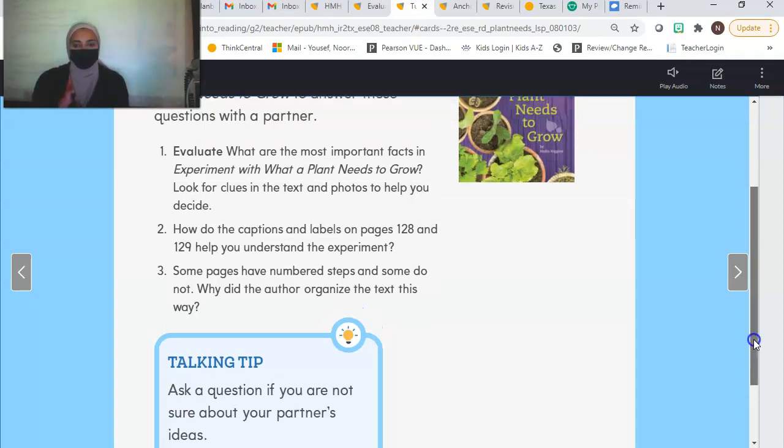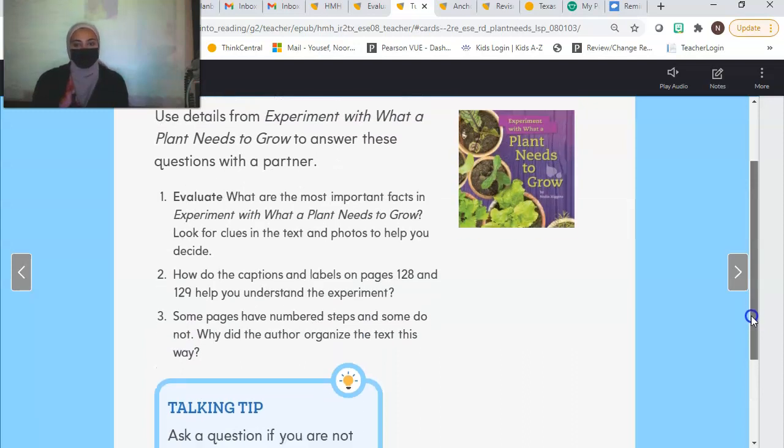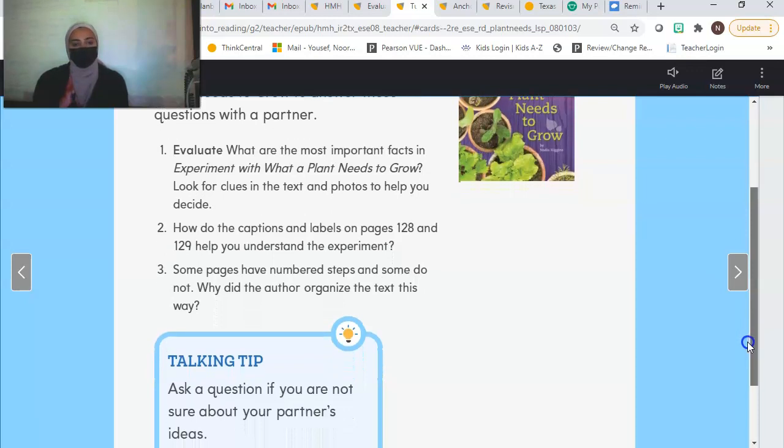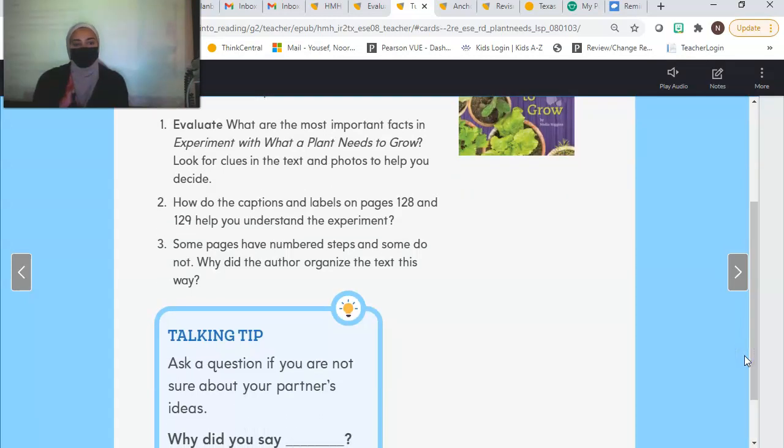At the top of the reading notebook, you're going to write the title, which is Plants Need to Grow: Experiment with what plants need to grow. And then you're going to answer the questions. Question number 1, evaluate. What are the most important facts in experiment with what a plant needs to grow? What are some important facts we learned? Write 2 down at least. Look for clues in the story and photos to help you decide. So look in the photos. Write down 2 facts that you learned.